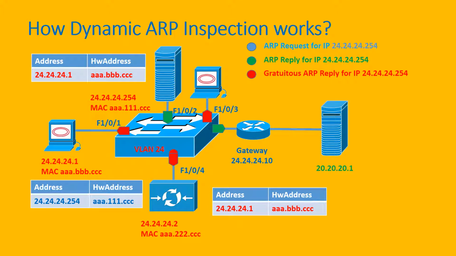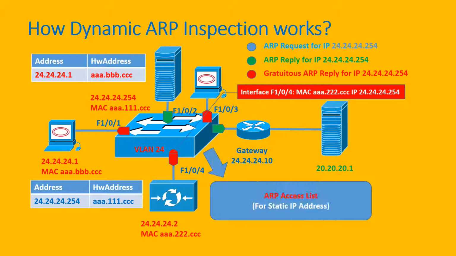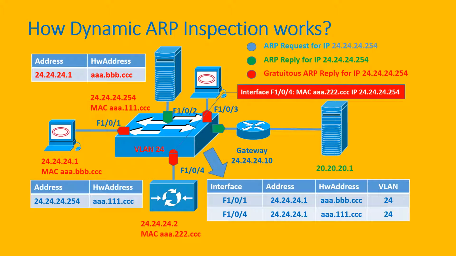However, it is in the non-trusted port, so the switch intercepts the ARP reply packet to check the information. It will first check with the ARP access list. However, in this case, this network device is a DHCP client, so it has to move on to check in the DHCP snooping database, and the switch finds no match for the ARP reply of the network device, so it drops the ARP reply packet. That's how dynamic ARP inspection works.